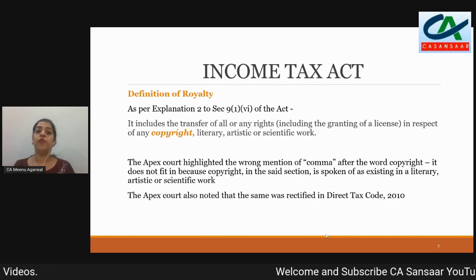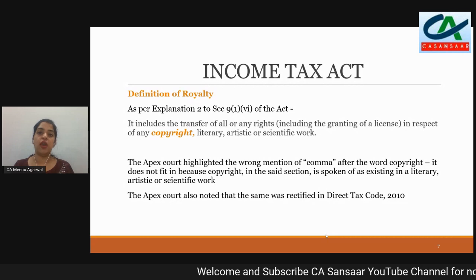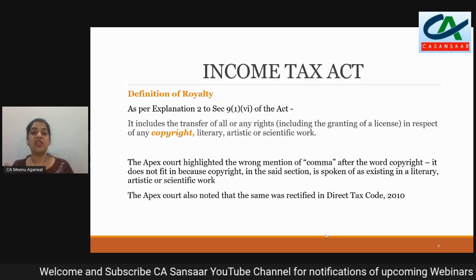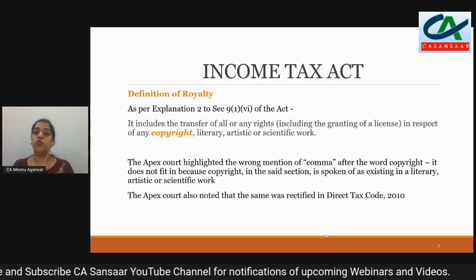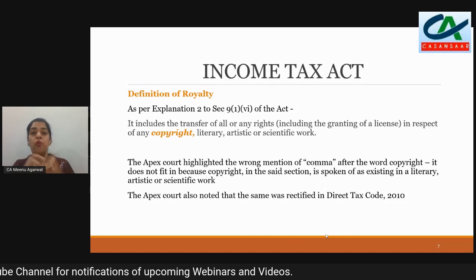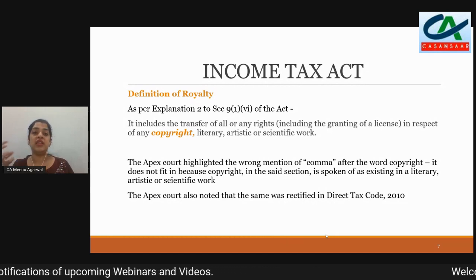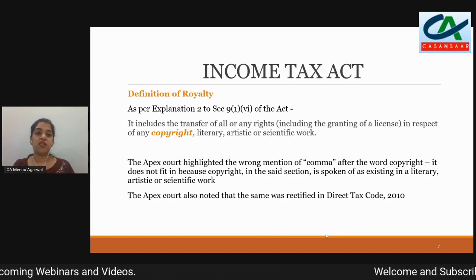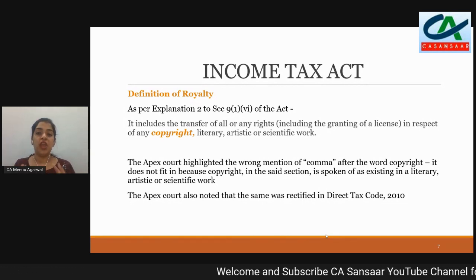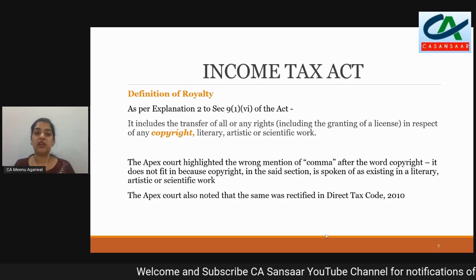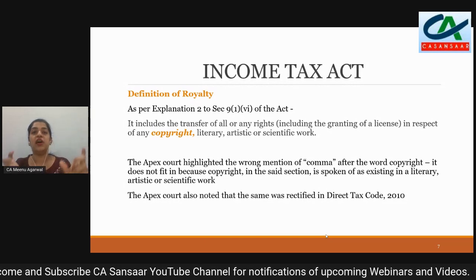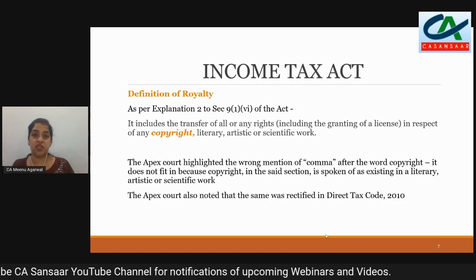But the Supreme Court here also went one step further in understanding and analyzing the definition. You will see how. The first point the Supreme Court analyzed was the importance of punctuations in any sentence that you have. For example, I have highlighted the word copyright, comma. If you read this, it says transfer of any rights in respect of copyright, as if it is an element in which you transfer such rights.